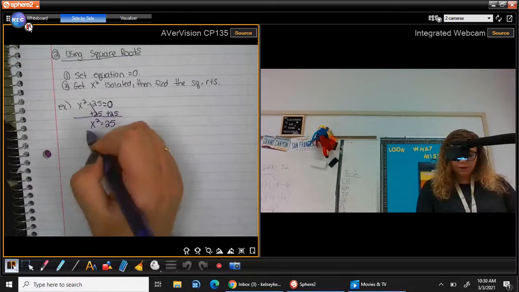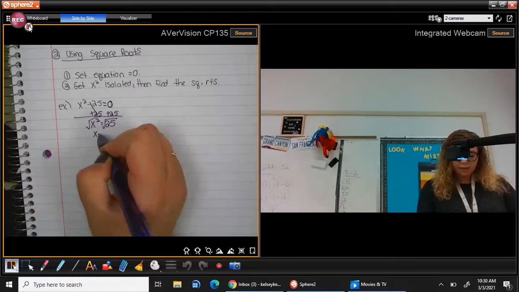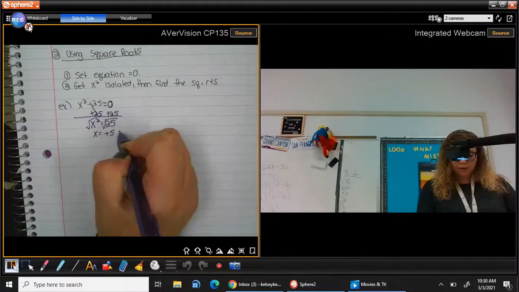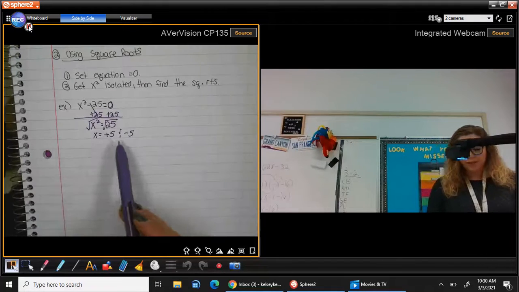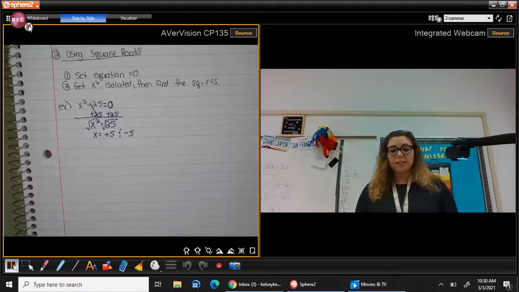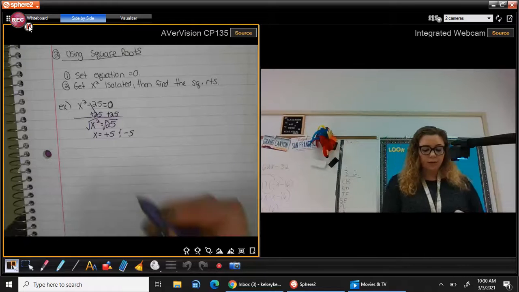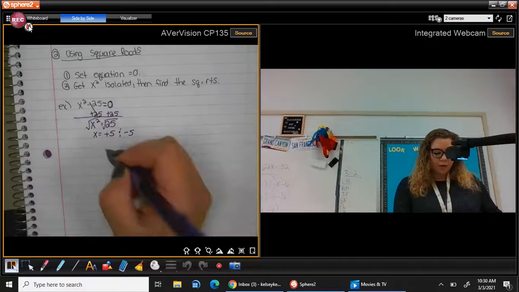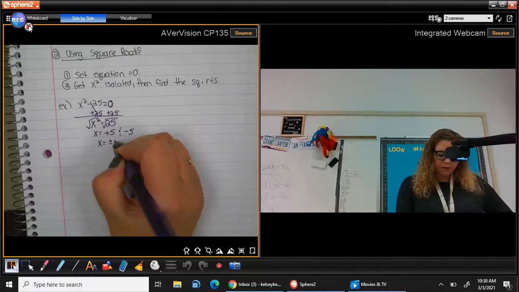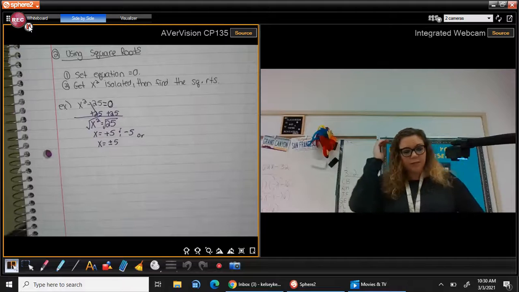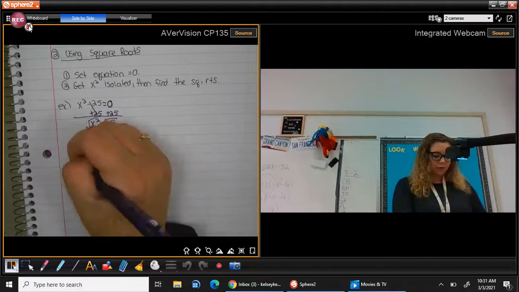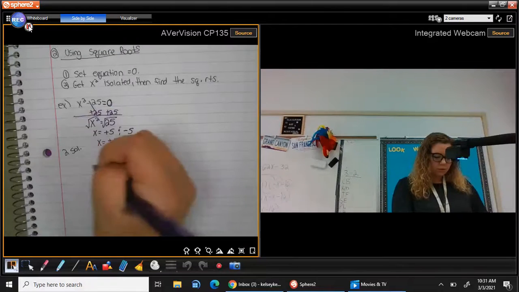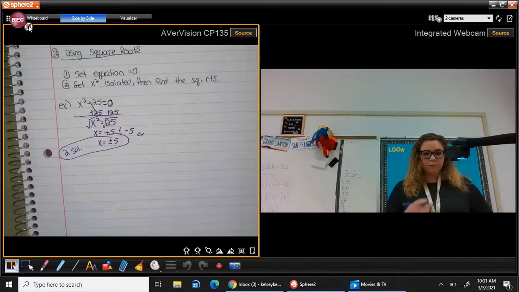And then I'm going to find the square root of both sides. So x is going to be positive 5 and negative 5, because both the positive and the negative make this equation true. So anytime you're dealing with equations that have squares and square roots, you're going to have two answers. You're going to have a positive and a negative, or you can write it as plus minus 5. These mean the same thing. So I'm going to have two solutions, and that is my answer.